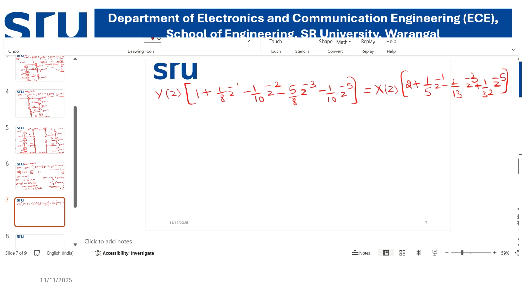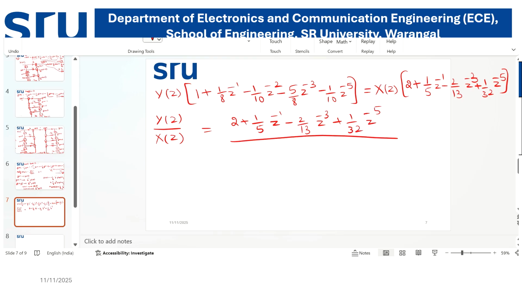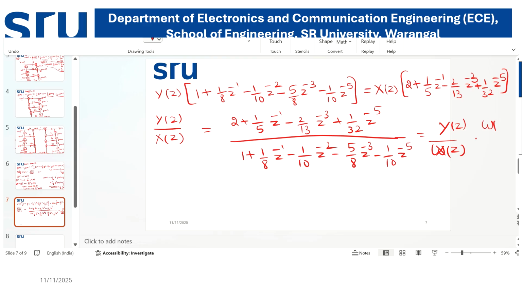Now take the X(z) as left hand side and give this to right hand side. So 2 plus 1 by 5 z^-1 minus 2 by 13 z^-3 plus 1 by 32 z^-5 divided by 1 plus 1 by 8 z^-1 minus 1 by 10 z^-2 minus 5 by 8 z^-3 minus 1 by 10 z^-5. Now the same Y(z) and X(z), so let us multiply and divide by W(z).